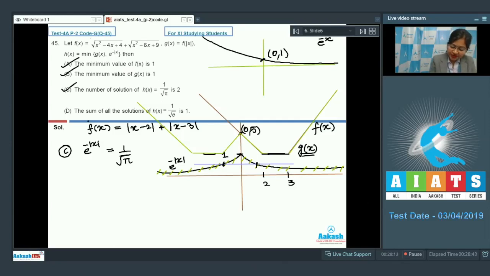Now, the fourth option says that the sum of the solutions of h(x), that is e raised to the power minus |x|, equal to e raised to the power minus 1 by 2 is 1. Let us find its solutions. It means that |x| is equal to 1 by 2. It means that x is either equal to 1 by 2 or minus 1 by 2. So, the sum of solutions will be half plus minus half, that is equal to 0. But it has been given 1. So, this option is incorrect. So, question number 45 has the answer as options A, B and C.